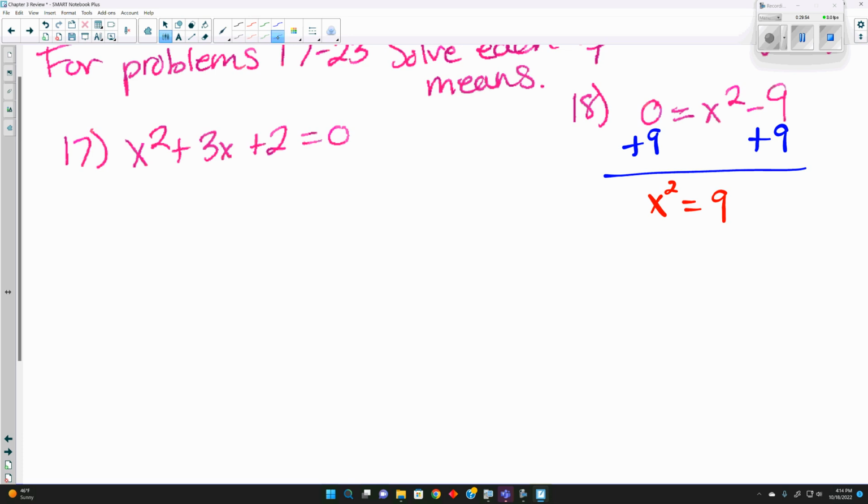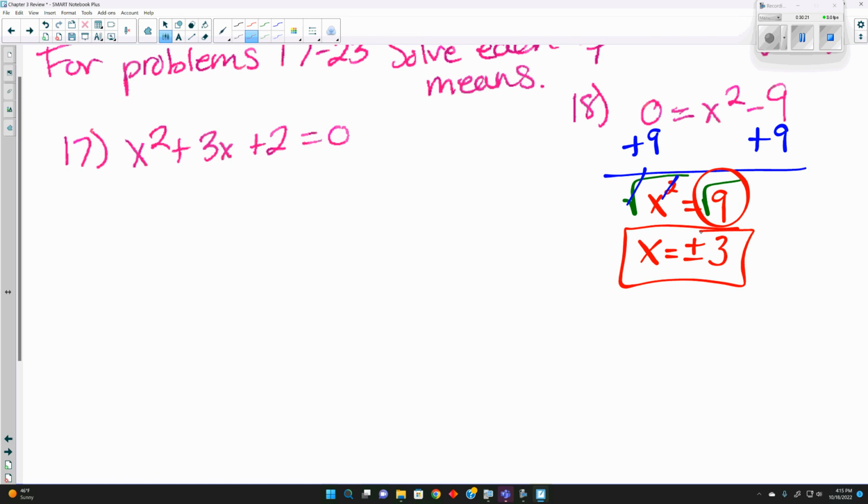Now once we get the x squared completely by itself, we can square root both sides, because the square root and square will cancel, leaving x by itself equal to plus or minus, because again, remember, whenever we take the square root of both sides, we have to add the plus or minus to one side. And lastly, the square root of 9 is 3, and that's our answer there.